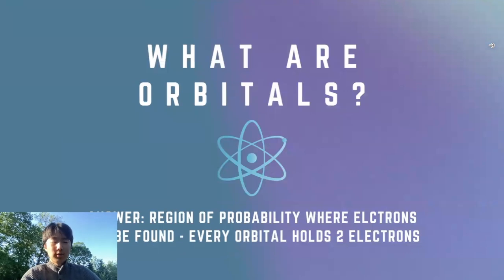So what are orbitals, you guys may be asking? You may have heard me, or your teacher or other chemistry tutors, talk about orbitals, but what are they specifically? An orbital is the region of probability where electrons can be found. So it's not a finite determinant of where electrons are found. It's a probability where it's safe to assume the electrons can be found. It's also important to note that every orbital holds two electrons.